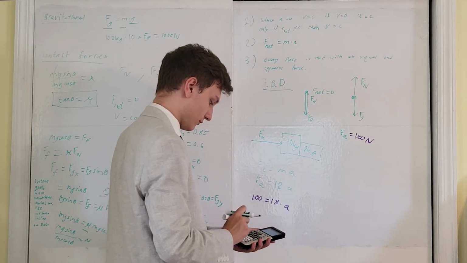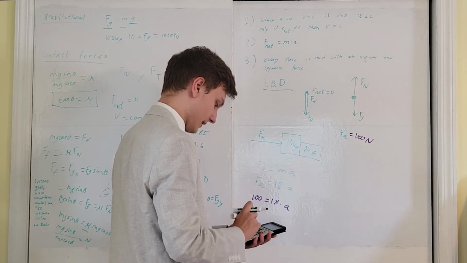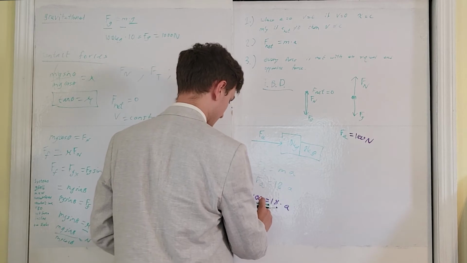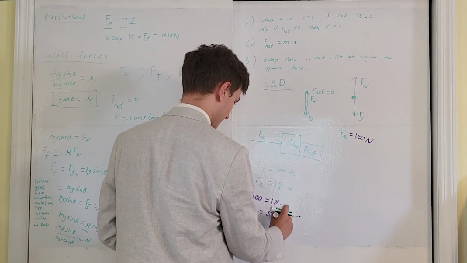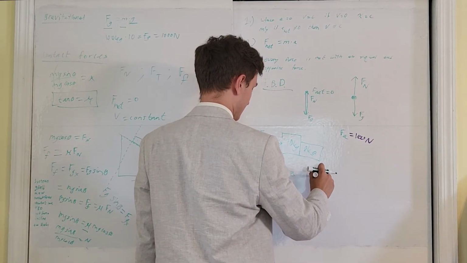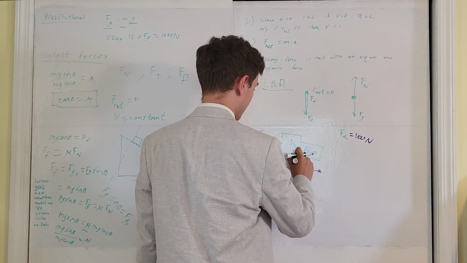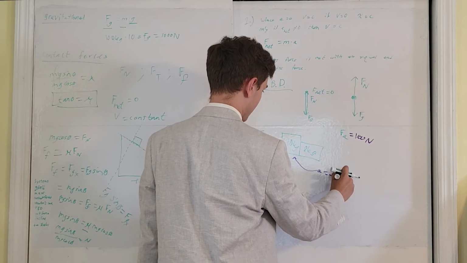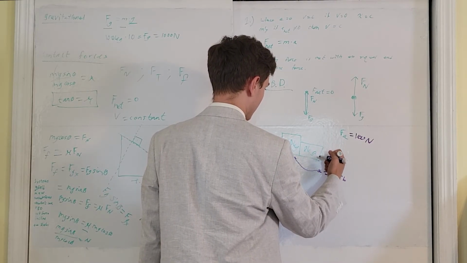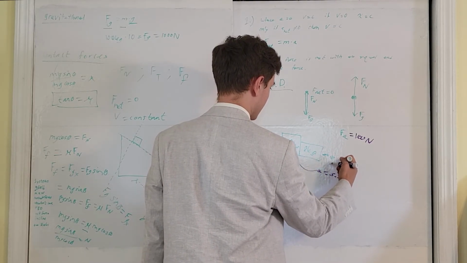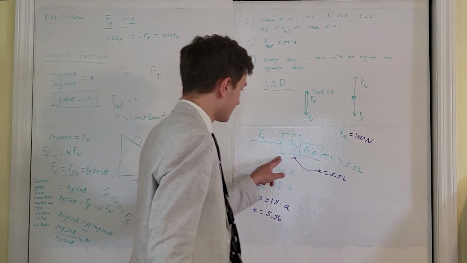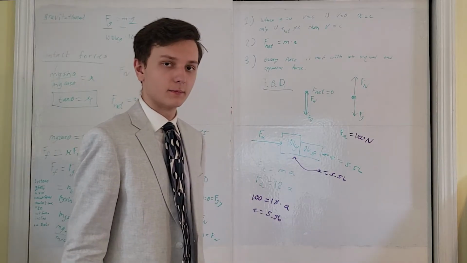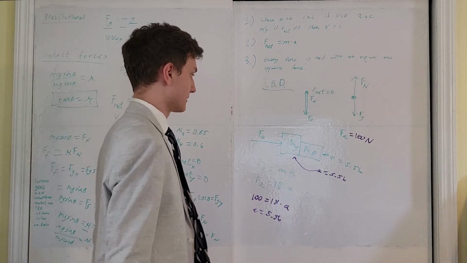Okay? So if we take 100 divided by 18, that means the acceleration of our system is going to be 5.56, which means that the acceleration of the 10 kilogram block is going to be 5.56. The acceleration of the 8 kilogram block is going to be 5.56. But let's examine the forces that are being exerted inside the system, okay?